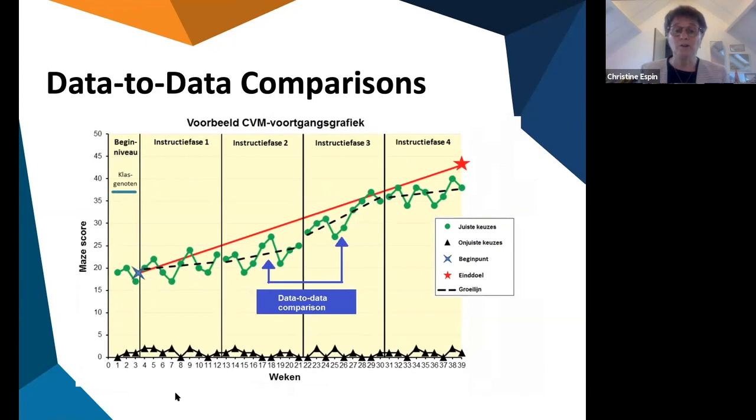We also want to know, do the participants compare growth in one phase to growth in another? In other words, here the student is not growing very well and the student will not achieve the goal. So the teacher adjusts instruction. Do the participants then compare the student's rate of growth here to the rate of growth after the instruction has been adjusted? And we call that a data-to-data comparison.